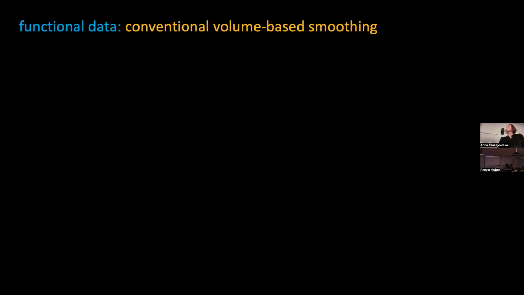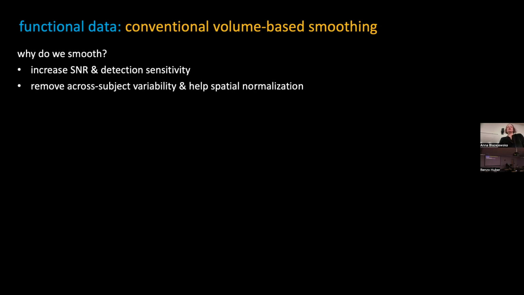Okay, so now I'm going to talk a little bit about smoothing, and again, smoothing has been mentioned. I personally don't smooth my data. However, there are some people who do, and there are good reasons to smooth. One reason is to increase SNR and detection sensitivity. In case you are running group analysis, not single subject analysis, this may also be helpful for removing across subject variability. And it can also be helpful to remove false positives because the activation is assumed to be smooth.